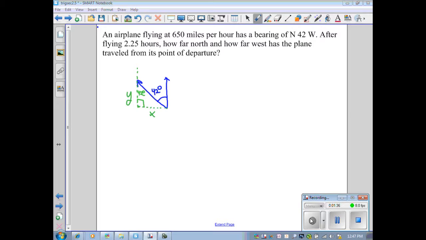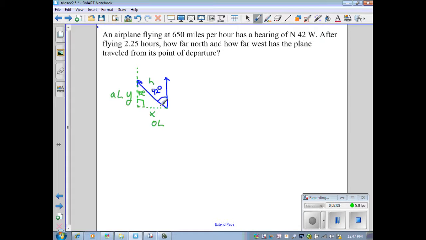All right, let's set up our trig functions to solve for these two values. I identify the angle, which is 42 degrees, and I want to identify the parts of the right triangle based on that angle. This would be the opposite leg. This leg helps create that angle, so this is my adjacent leg. And this is opposite my right angle, so this is my hypotenuse.